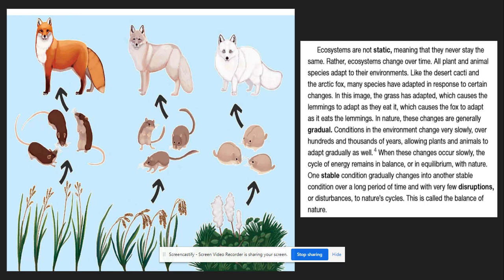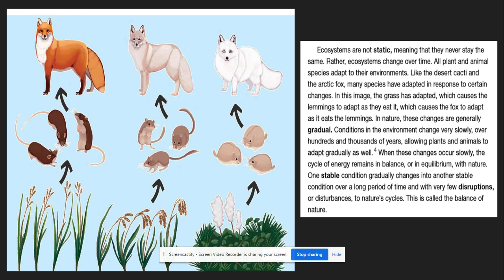Ecosystems are not static, meaning they never stay the same. Rather, ecosystems change over time. All plant and animal species adapt to their environments. Like the desert cacti and the Arctic fox, many species have adapted in response to certain changes. In this image, the grass has adapted, which causes the lemmings to adapt as they eat it, which causes the fox to adapt as it eats the lemmings.